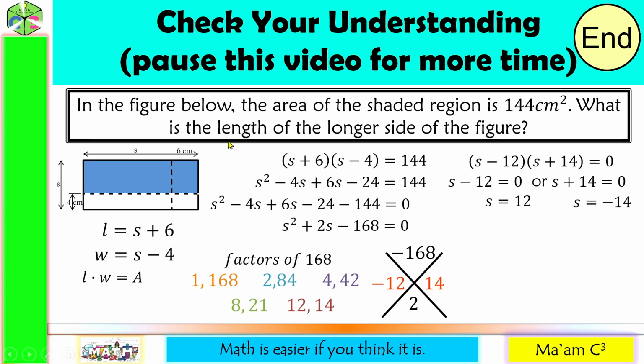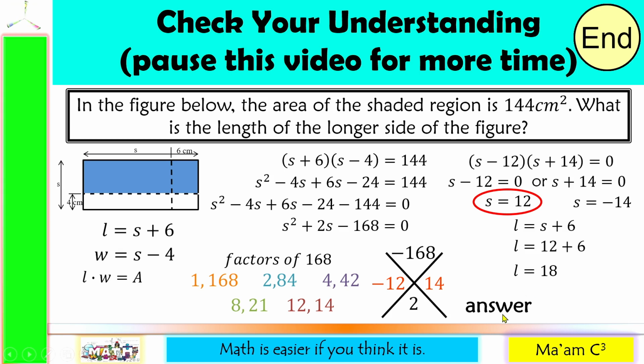Since we are looking for the length, of course, we're going to choose the positive value. This 12 is the s here, but we are asked to solve for the length of the longer side, and we represent that as s plus 6. So L is equal to s plus 6, and our s is 12, so 12 plus 6. So the length is 18. So our answer here is the length is equal to 18 centimeters.